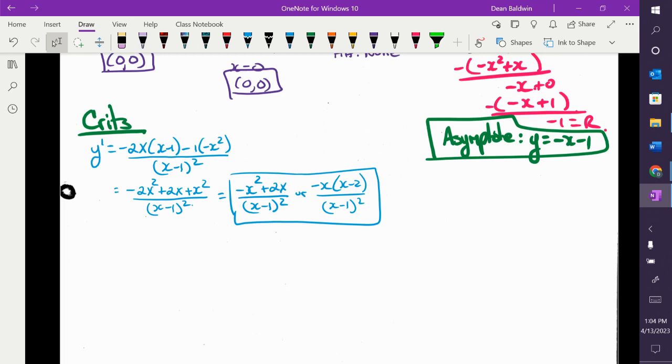Critical numbers are what make it equal to 0 or undefined. So our crits. What make the numerator 0? What makes this 0? 0. What makes this 0? 2. When it's factored like this, it's easy to see, right? So 0 and 2.